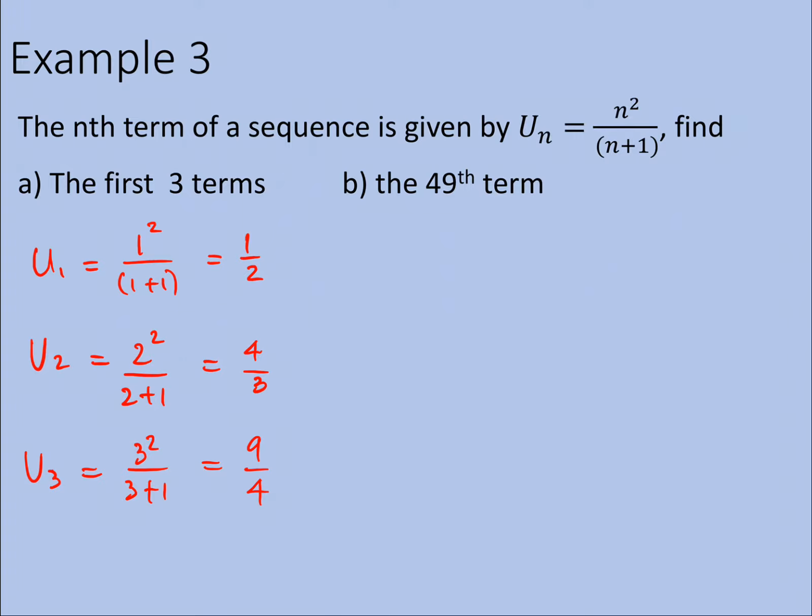And then the 49th term, it's just the same process again. So u49 will be 49 squared over 49 plus 1, which I need to calculate for that, but 2401 is 49 squared all over 50. And there we go.